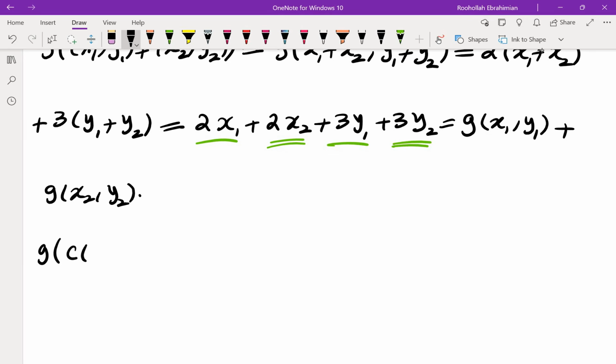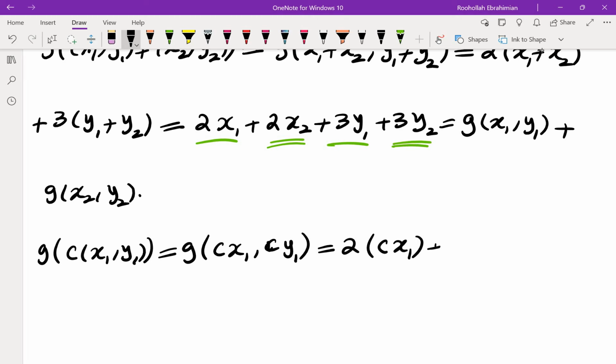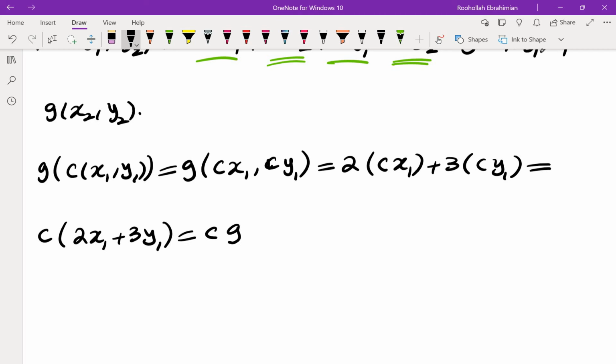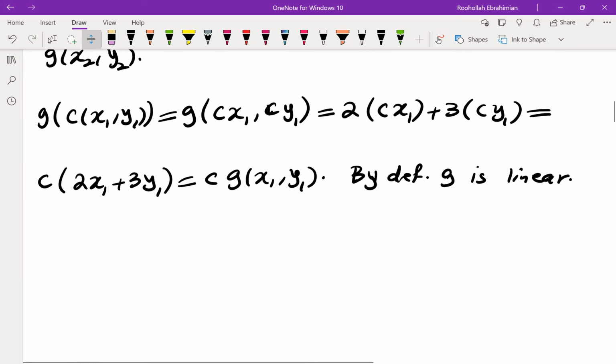Now we'll look at g of c times x1, y1. This is g of, by definition of scalar multiplication, cx1 comma cy1. Again, by definition of g, that's twice the first component plus 3 times the second component. Now we can factor a c. We get c times 2x1 plus 3y1, which would be c times g of x1, y1. So that means, by definition, g is in fact linear. Okay, so the first two functions that we looked at are in fact linear.